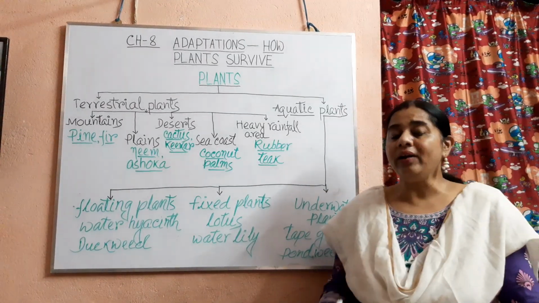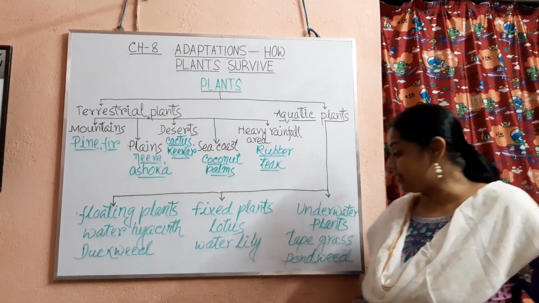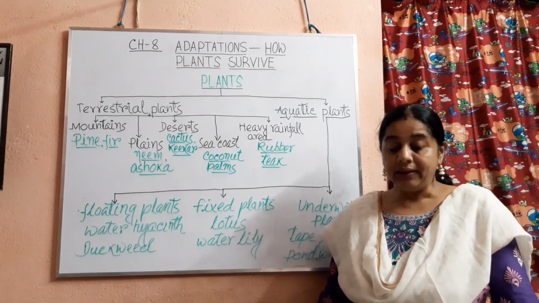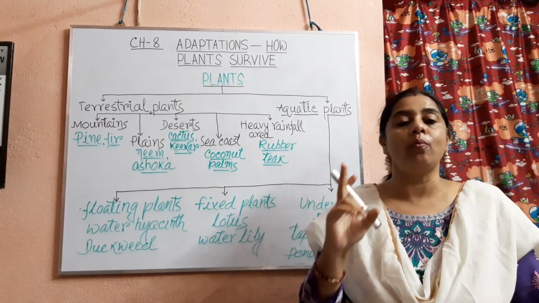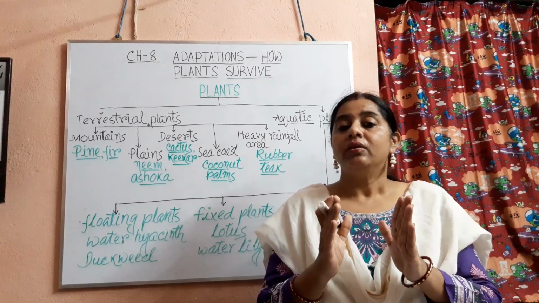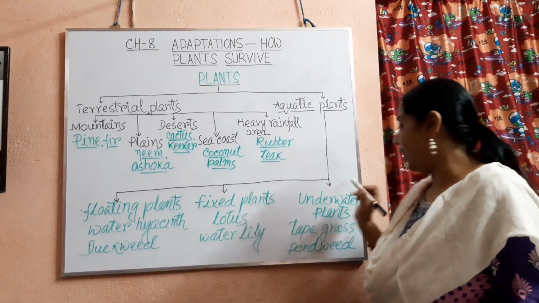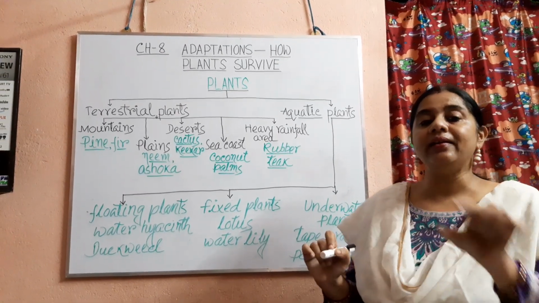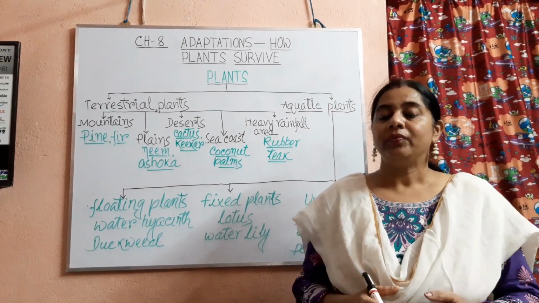Children, underwater plants live under the water. Examples are chapgrass and pondweed. Actually, their leaves are very thin and narrow without stomata. It is an exceptional case here. What kind of leaves can you find in the case of underwater plants? The plant's leaves are thin, narrow and without stomata.